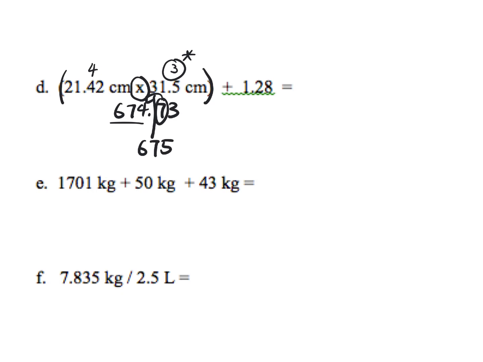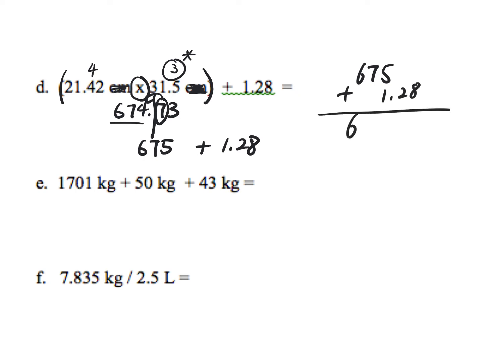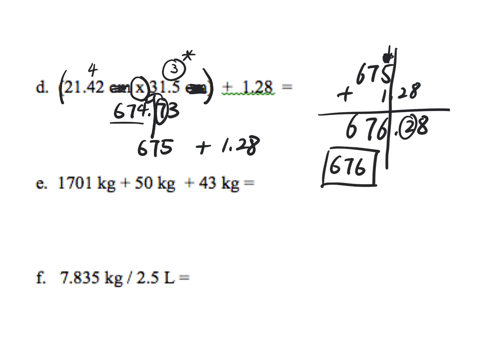Okay, I think for this question we should ignore the units. And then plus 1.28. This is an interesting one, right? We will line them up. 675 plus 1.28, 676.28. Which digit do I need to go to? I can only go up to the ones digit, right? This is my least decimal place. So I look at this, I do not round up, so it's equal to 676. That's my final answer.